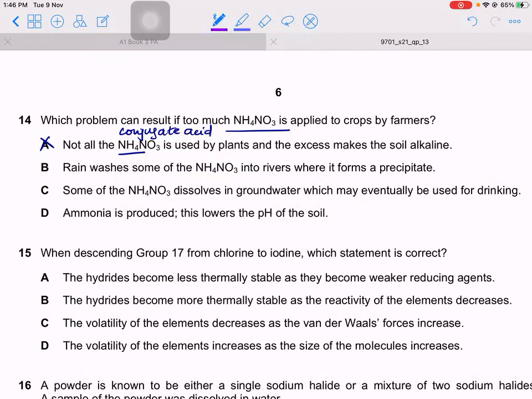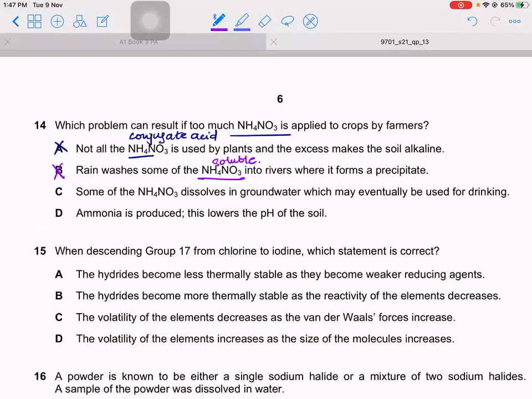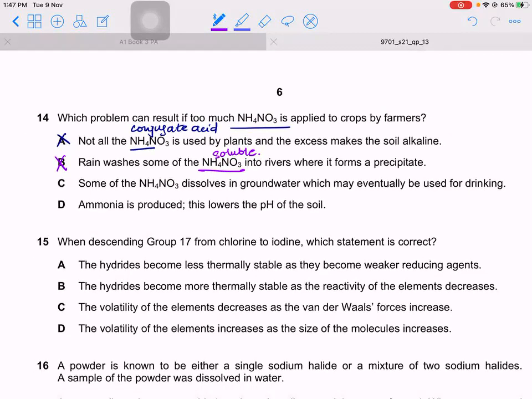That can't be the answer. Rain washes some of the ammonium into the river where it forms a precipitate. It can't form a precipitate. All nitrates are soluble, so nitrates will not form precipitates. Some of the ammonium nitrate dissolves in groundwater, which may be used for drinking.